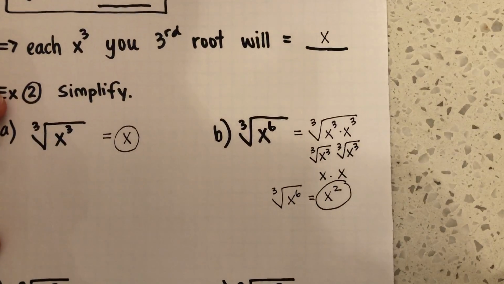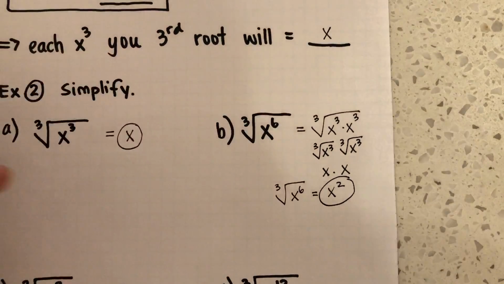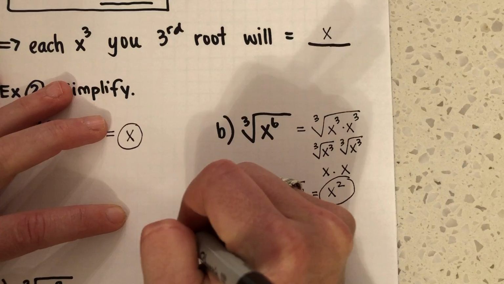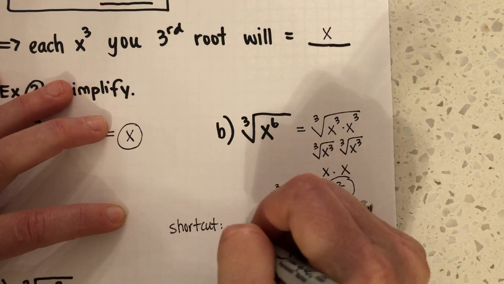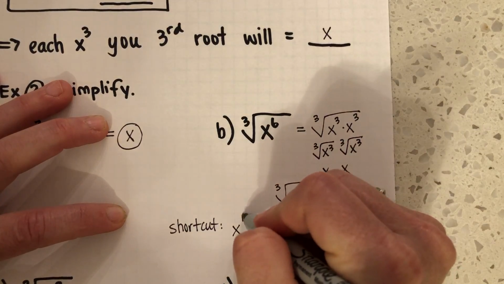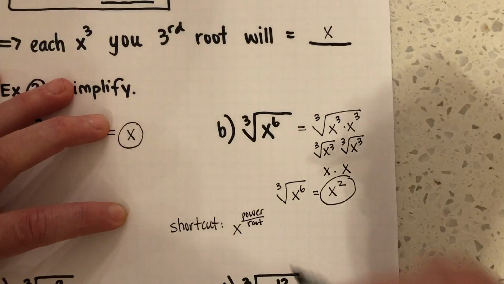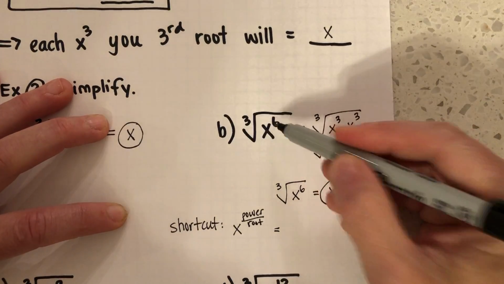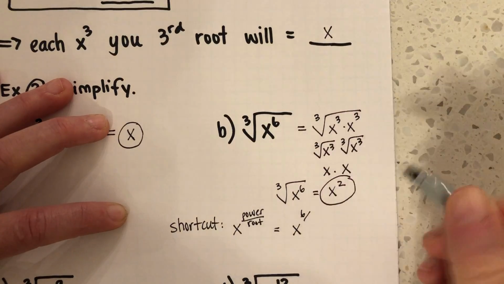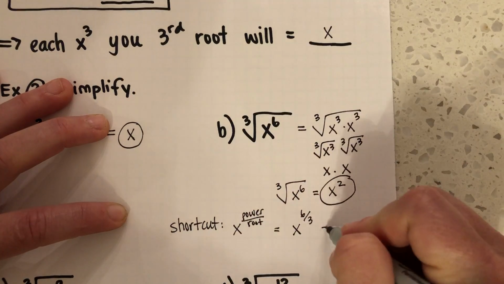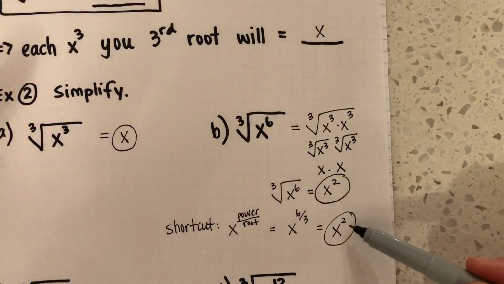But remember, just like yesterday, there's a shortcut to taking the root of an exponent or power. The shortcut says to take your variable and you're going to take the power and divide it by the root. So the third root of x to the sixth would be equal to x to the power 6 divided by root 3, which is x to the, what's 6 divided by 3? It's 2. So x squared would be your answer.